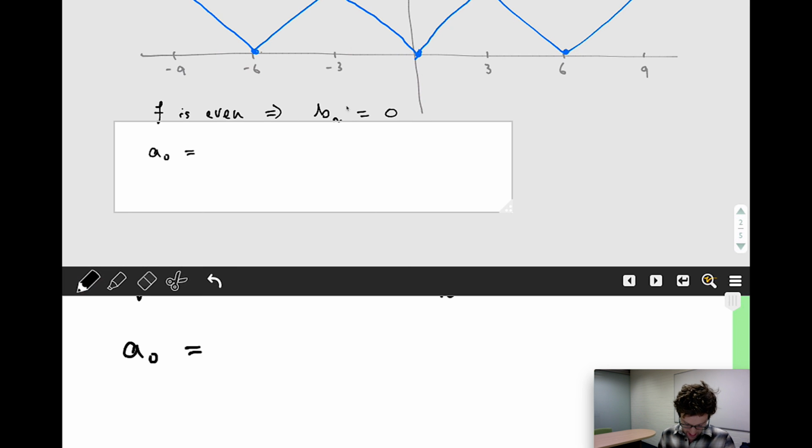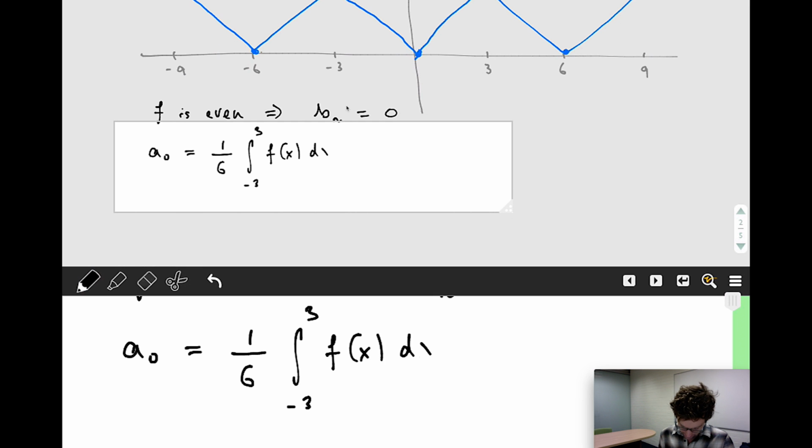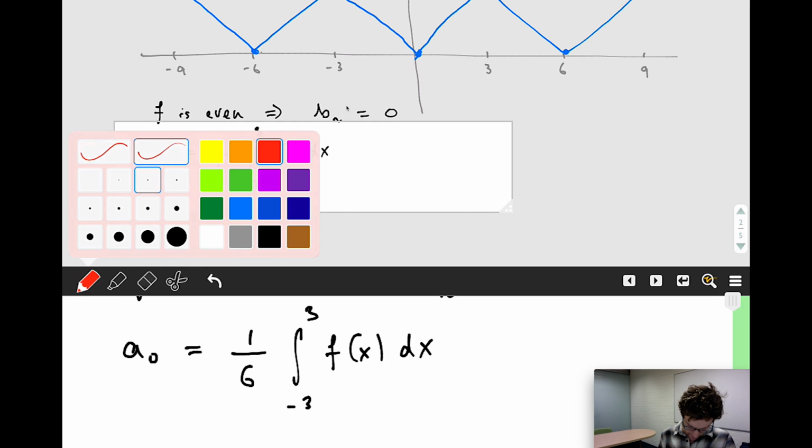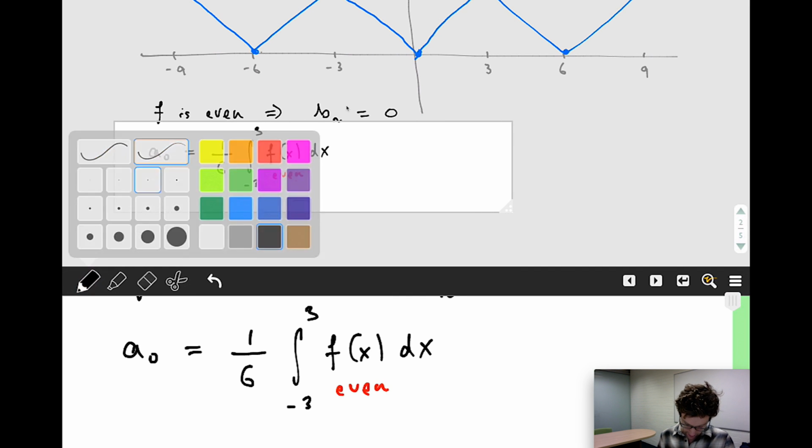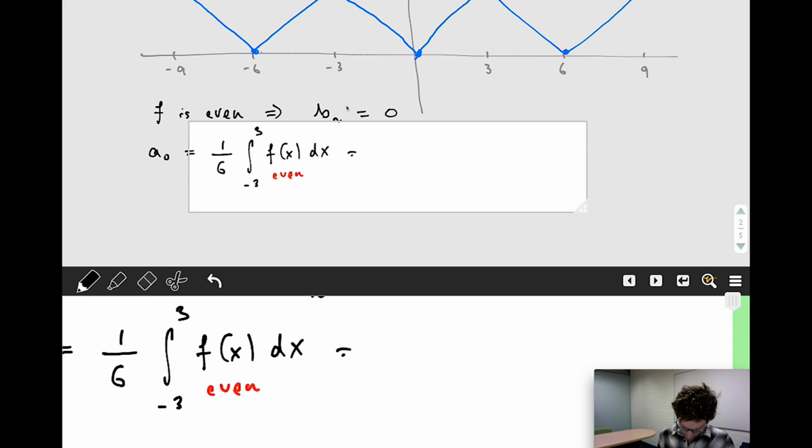So let's take a look at the a0 for this period 6 function. The period is 6, so the half period L is going to be 3. So 2 times 3 is 6, integral from minus 3 to 3 of f of x dx. Now remember that f of x is an even function, so I can replace that integral from minus 3 to 3 with an integral from 0 to 3 and then multiply the answer by 2.